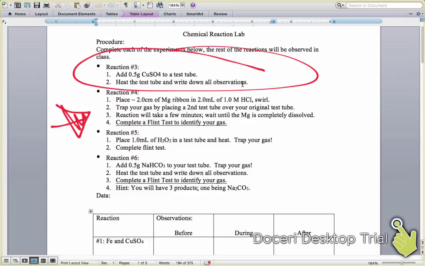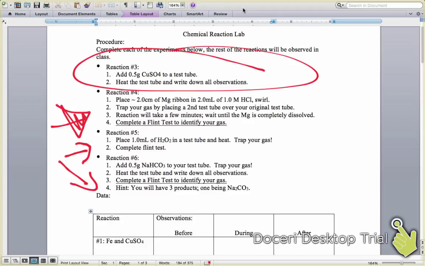Okay, reactions 5 and 6 are very similar to reaction number 3. You just put the substance in the test tube and then you add heat, except this time you need to be trapping your gas. And please make note that if condensation is happening, you need to be writing that down. And you also need to make sure that you're trapping your gas just like in reaction 4, so that you can do the flint test.